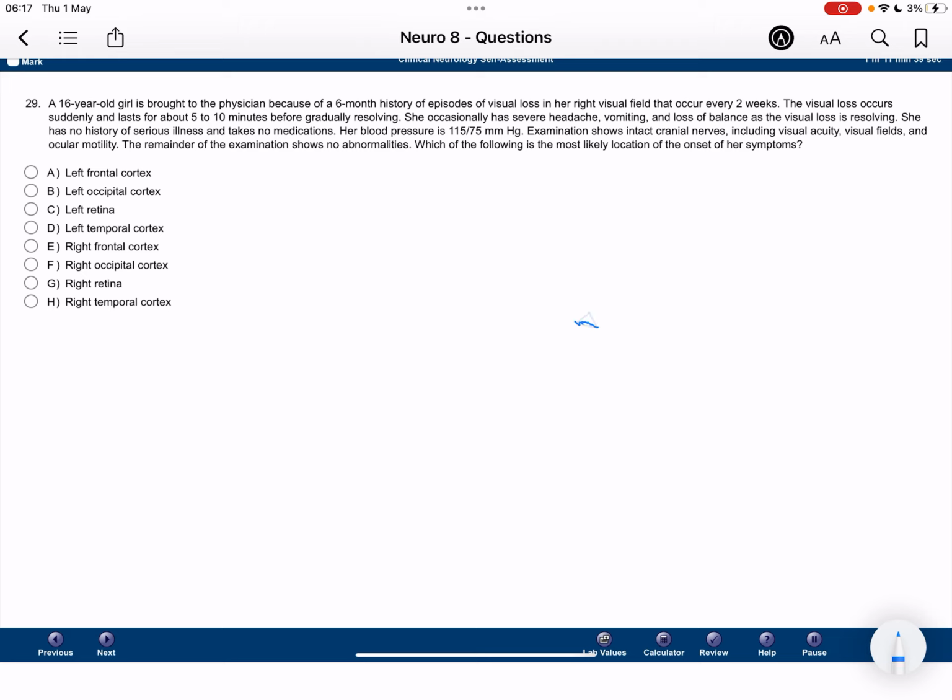Which of the following is the most likely location of the onset of her symptoms? A 16-year-old girl is brought to the physician because of a 6-month history of episodes of visual loss in her right visual field that occur every 2 weeks. The visual loss occurs suddenly and lasts about 5 to 10 minutes before gradually resolving. She occasionally has headache, vomiting and loss of balance as the visual loss is resolving.